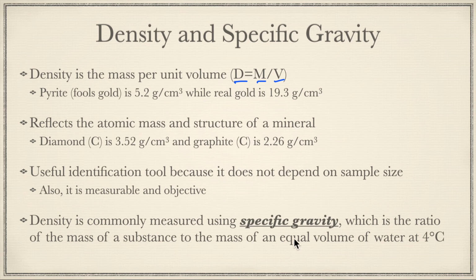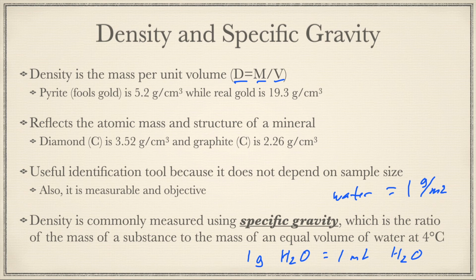Density is commonly measured using specific gravity, which is the ratio of the mass of a substance to the mass of an equal volume of water at 4 degrees Celsius. Well, at 4 degrees Celsius, 1 gram of water is equal to 1 milliliter of water. So what that means is at 4 degrees Celsius, water's density is 1 gram per milliliter.